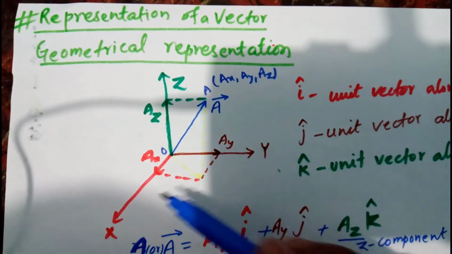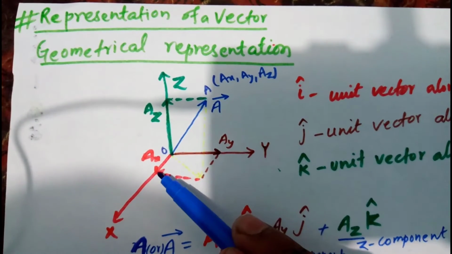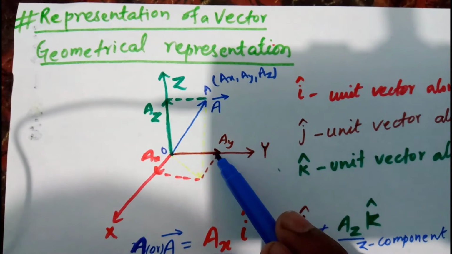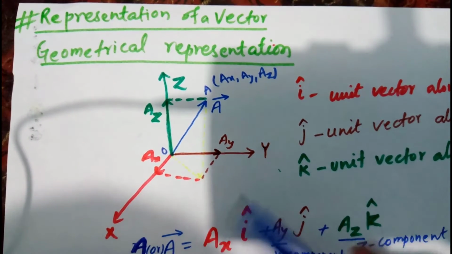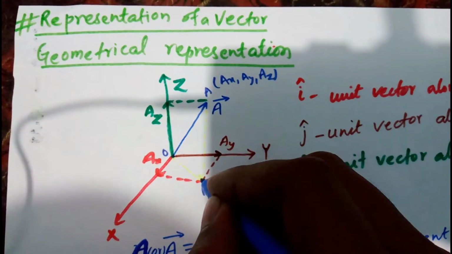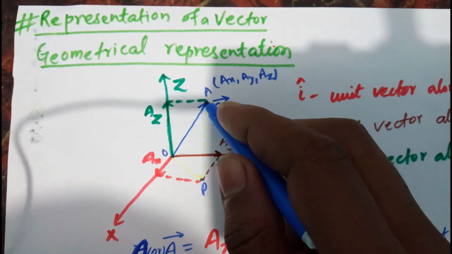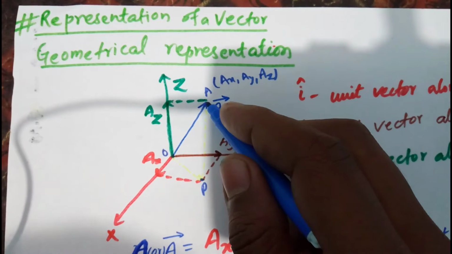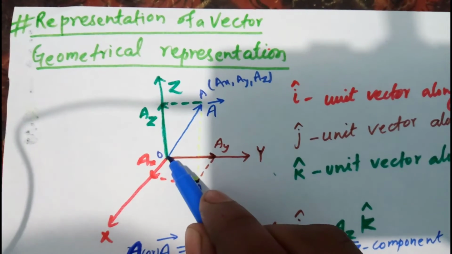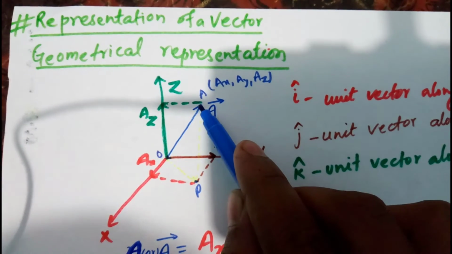AX is what you have to travel in the X direction. AY is the amount you have to travel in the Y direction. So you'll get to this point, let's call it a point P right here, and again if you travel AZ, you'll reach the point A. So if you connect O and A, then you will get a vector OA. This is known as the tail of the vector, and this is known as the head of the vector.